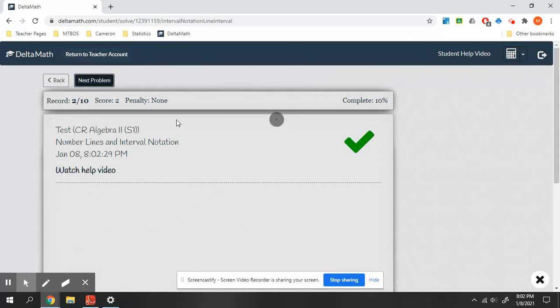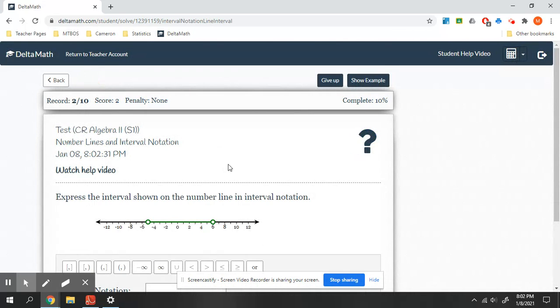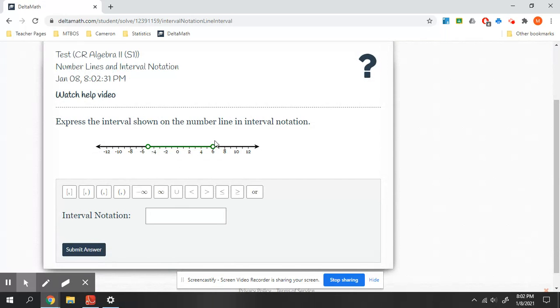All right, next problem. Here is what we have. Looks like we don't really have one that's mixed yet, but we're going from -5 to 6. Those are open, so we are using the parentheses. So we are going from -5 to 6.